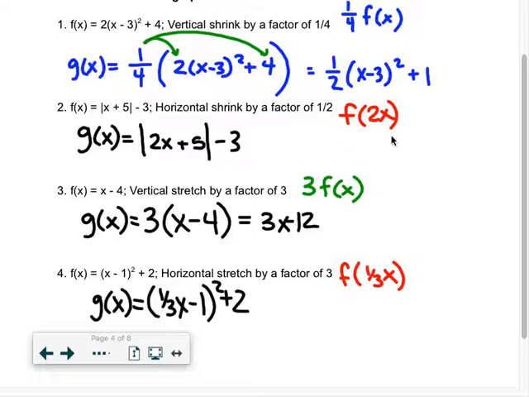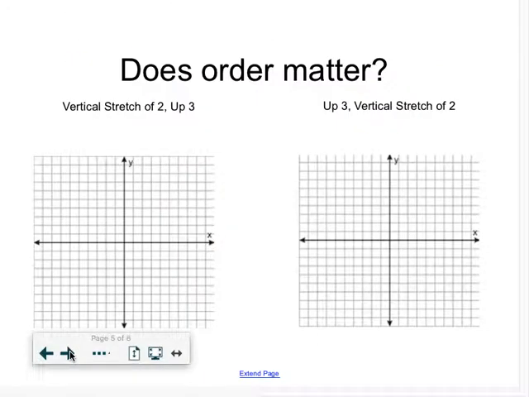All right. Now, one more thing that we want to discuss, and you don't have to write anything down on this slide. This is just to maybe illustrate something for you. There's the question of, does it matter what order the transformations come? Does anybody know the answer? It is a yes.